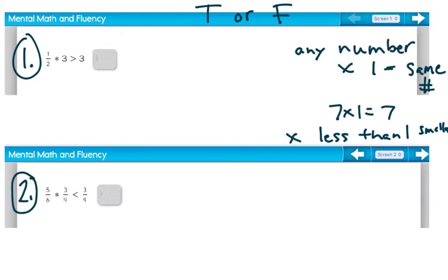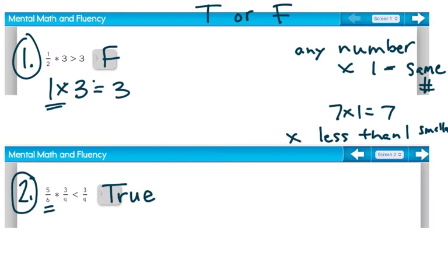Number 1, I'm multiplying by a number less than 1 because 1 times 3 would be equal to 3. So if I'm multiplying by less than 1, it definitely cannot be greater than. So that would be false. 5/6 times 3/4. Can that be less than 3/4? That is true.